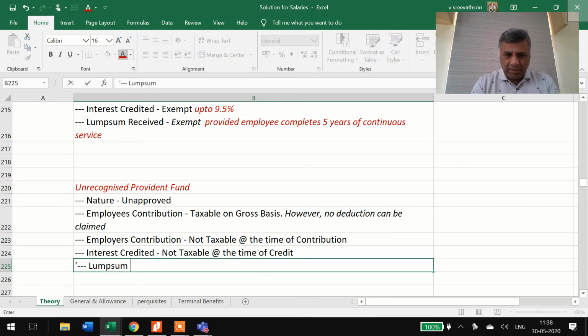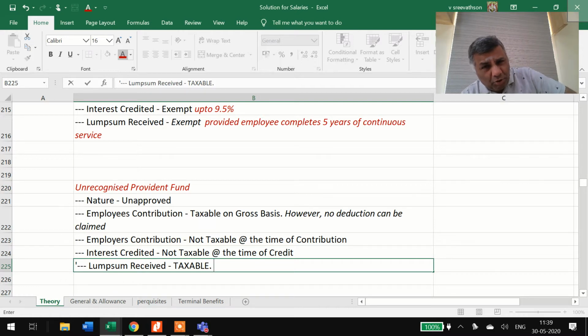Lump sum received in your URPF column: taxable. Now here I am going to go a little elaborate. You can put an asterisk mark and write it down, or there itself, depending upon your page capability, you can decide that.